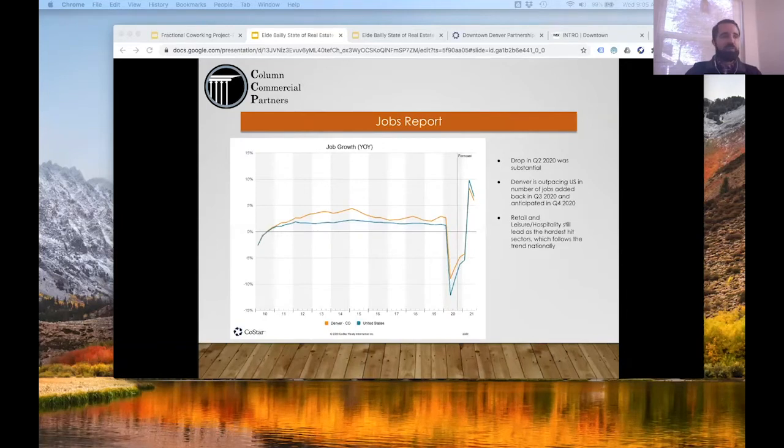So let's jump in. This first report here and chart is the job growth since 2010, and it's comparing Denver and the US. So the previous 10 years, Denver's been tracking slightly above the US in terms of growth in the job market. Much of that, we believe, is partly because of diversification in industries for Denver, as well as becoming a secondary tech hub.